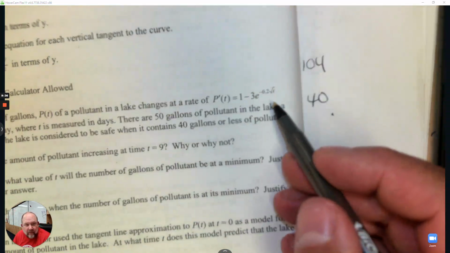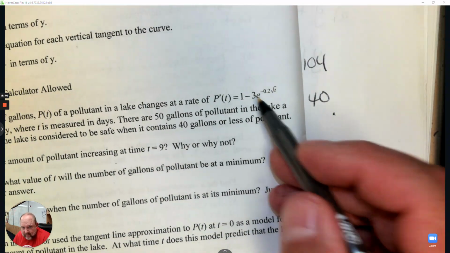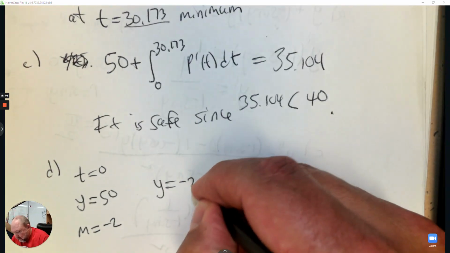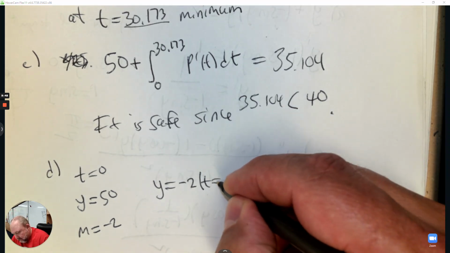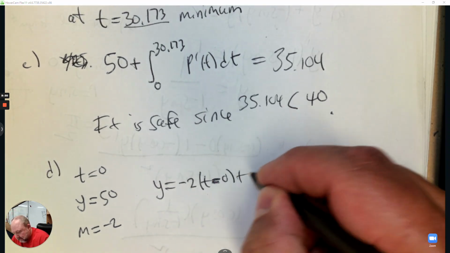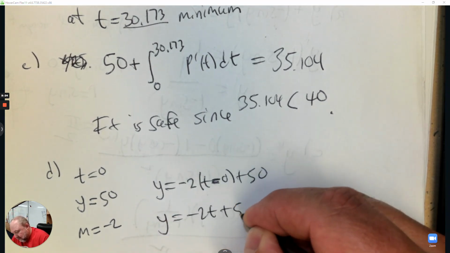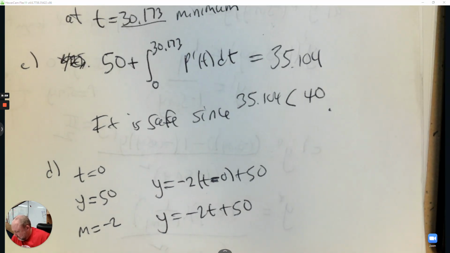It's actually pretty simple. If I plug in 0 to know what the slope is, e to the 0 is 1. Just 1 take away 3, which is negative 2. So the line would be y equals negative 2 times (t minus 0), which we don't need, plus 50. So if I put it together, it'd just be negative 2t plus 50.